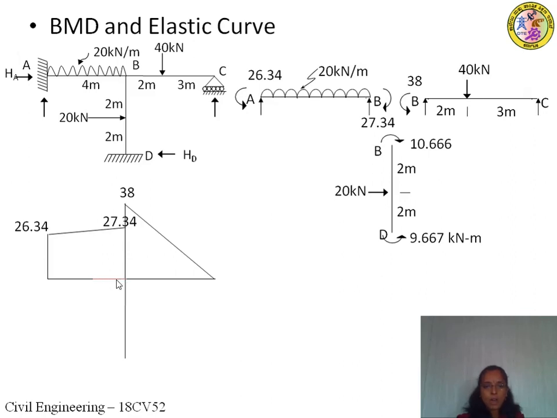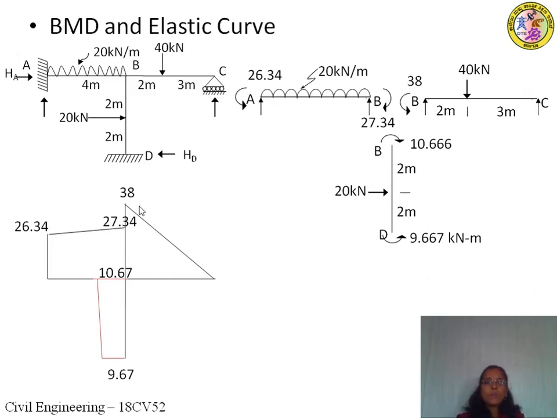Okay, so I have marked it in the red color so that you can differentiate it. And then again the moment at D, again it is moving in the left direction, so you have to mark it in the left direction for 9.667. Okay, so join these 2 points. So this is the support moment diagram for this vertical member.